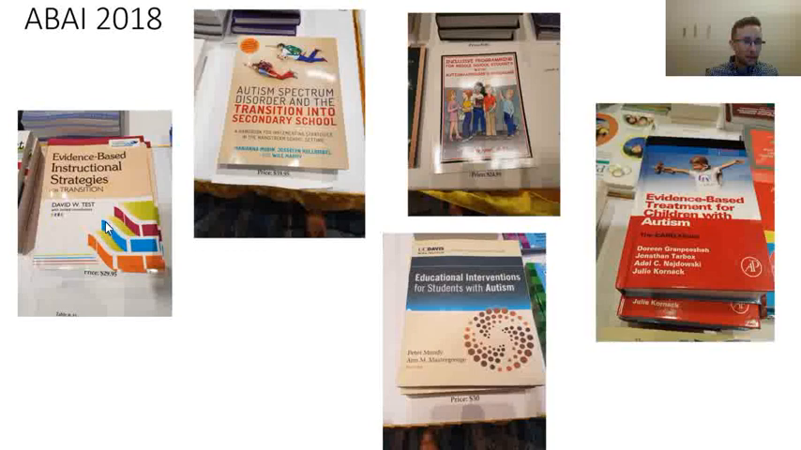This one here by David Test is Evidence-Based Instructional Strategies for Transition specifically. This one here is for autism spectrum disorder and the transition to secondary school. This one is related to inclusive programming for middle school students with autism. This is more broadly educational interventions for students with autism. This is evidence-based treatment for children with autism, specifically the CARD model. Center for Autism and Related Disorders is one of the largest ABA providers in the world. They're national. In fact, they might be international at this point.